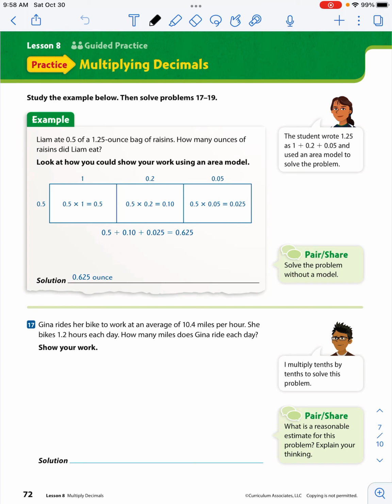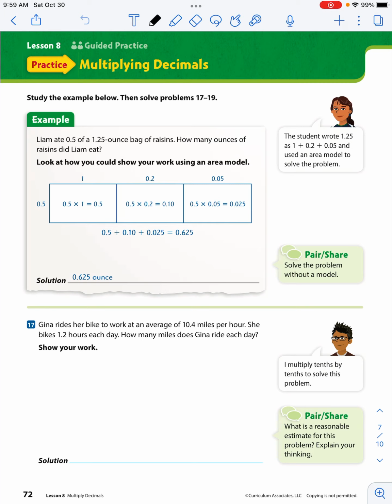Hopefully you remembered to bring your math pages home with you. If you didn't, you can access those pages on Canvas. However, they're going to be a little bit more difficult to manipulate. You'd have to type in things and stuff like that, but hopefully you have your book with you. So let's get started. We're going to take a look at page 72, and we're going to start by looking at the example problem.